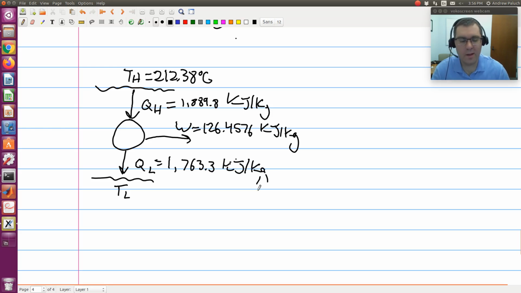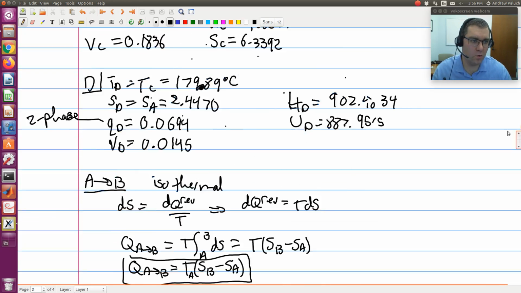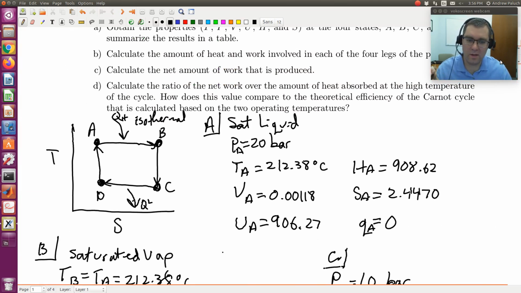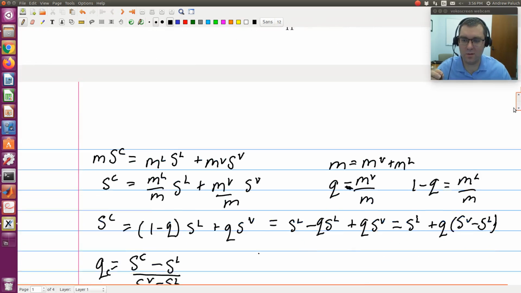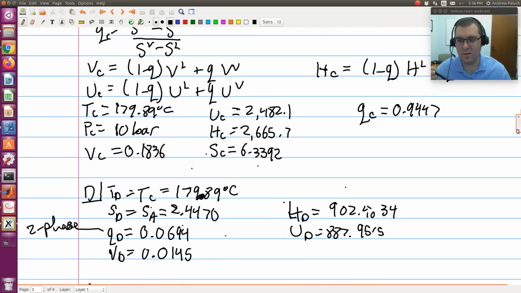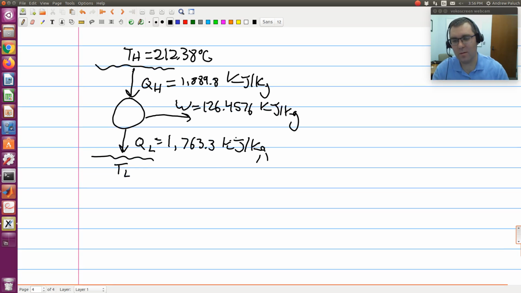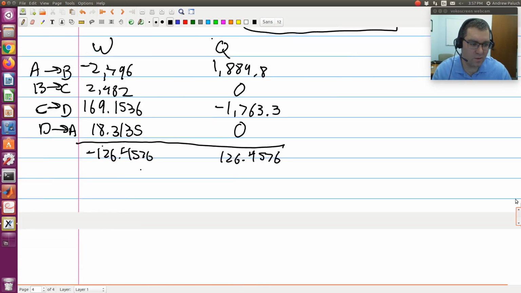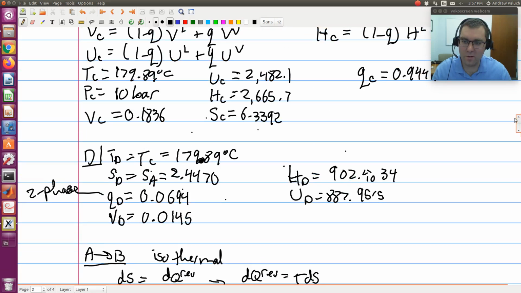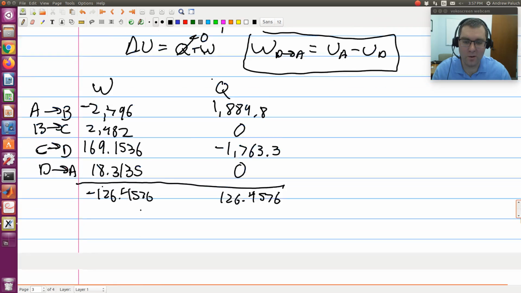My cold body corresponds to state C to D, that isothermal process. So I can use TC or TD, they're the same, but that's 179.89 degrees C. Bam. All right, and already I see that my process is pretty inefficient, right? Why do I say pretty inefficient?